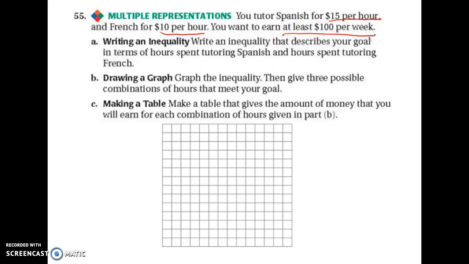And the first thing we need to do is write an inequality. Since you have two different variables with Spanish and French, with the two languages that you're tutoring, you need to pick one to represent X and one to represent Y. It doesn't really matter which one you choose. So I'm going to let X be Spanish tutoring hours, and I'm going to let Y be the French tutoring hours.